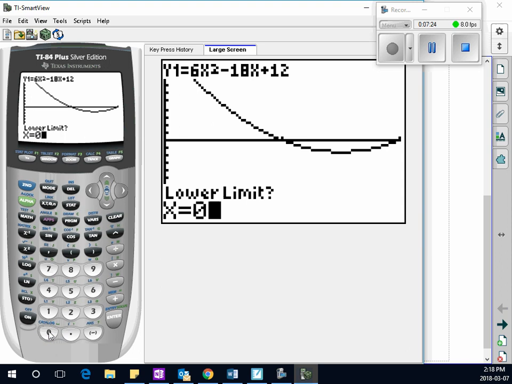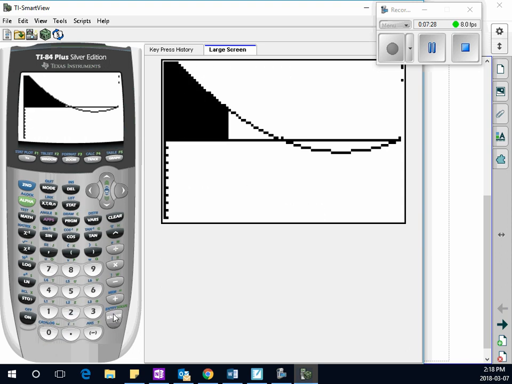The lower limit is 0. The upper limit is 2. And do you see you get 4? Yes?